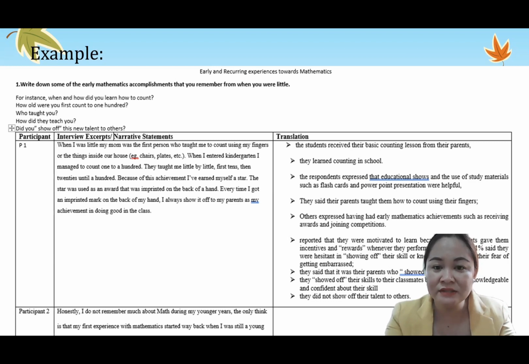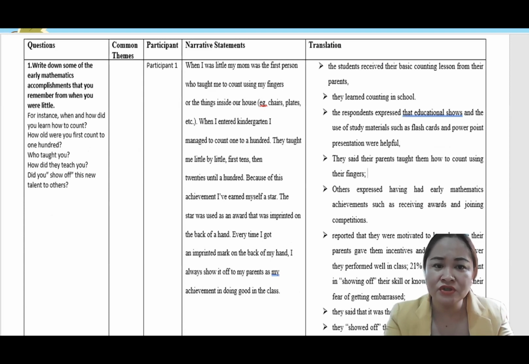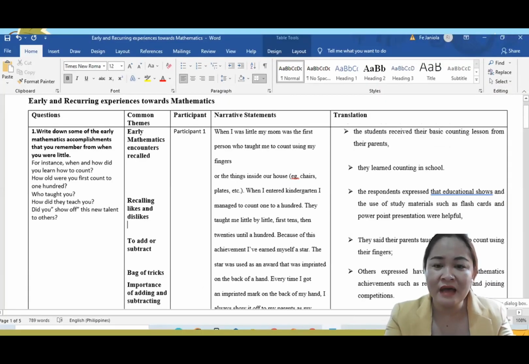So out of 25 respondents, I have here my translation. So the students received their basic counting lesson from their parents, they learned, and so on and so forth. After this, I transfer my question, so it's up to you. You can still have the participant, the narrative statement, and the translation before you come up with the common themes. So this time I'm using in vivo for this study group, all the responses, and create your actual themes or general themes. So I have your question, and you can transfer the common themes here. Answer for participant one, still the narrative statement, then the translation. From that, I transfer my common themes here. I created a theme using in vivo.